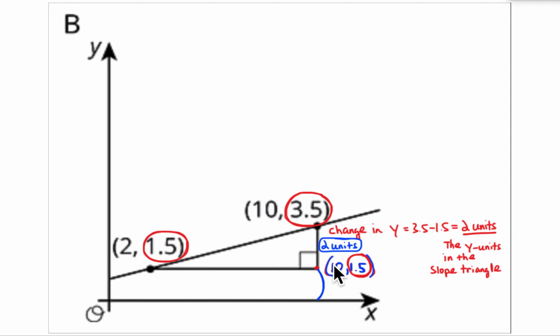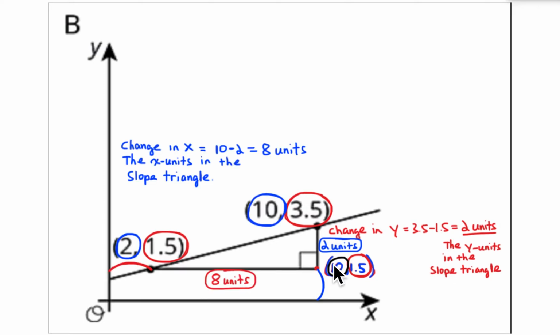The change in x is 8 units. So you're going to take this 10 and subtract these 2 units. How far did you go out? You went out from this beginning point, which is right here, so you start at 2. Then how much further did you go to the right? You went 8 more units to the right. How do you figure that out? Well, I ended up at 10, so I'm going to subtract these 2 units.